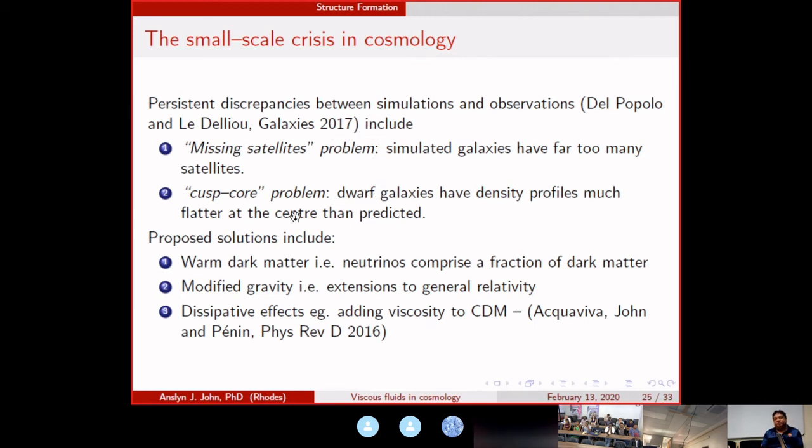A couple of solutions have been proposed to this. One is having warm dark matter, so things like neutrinos. If they comprise a fraction of dark matter, those could smooth out structure on smaller scales. A fairly radical proposal is to modify gravity, change our law of gravity, extending general relativity. That could work. A more modest proposal is to include dissipative phenomena, so including viscosity. And that's the sort of work I've done with my collaborators, Aquavina and Penin, outlined in this paper here. And I will, for the rest of this talk, describe that result.